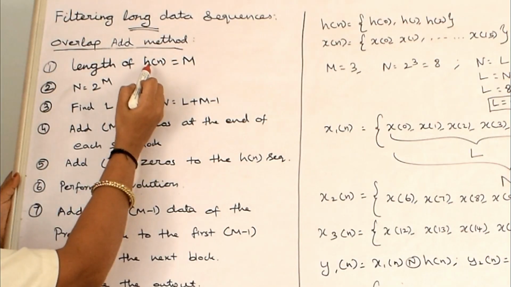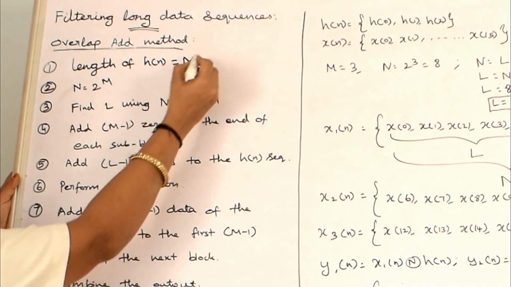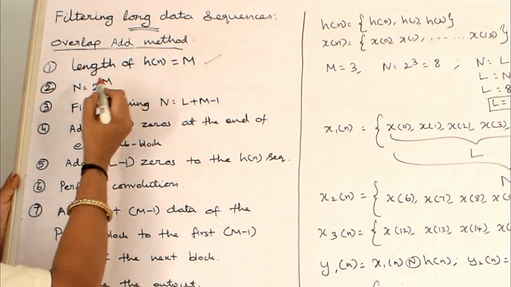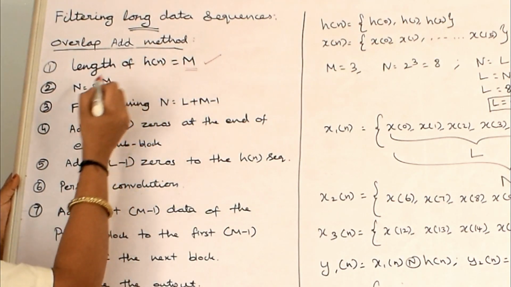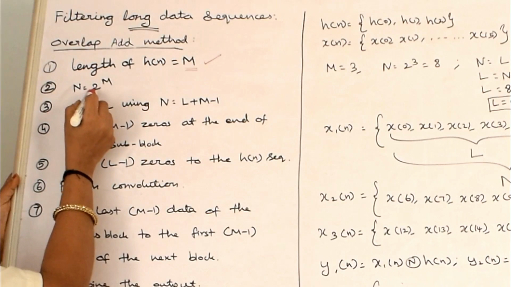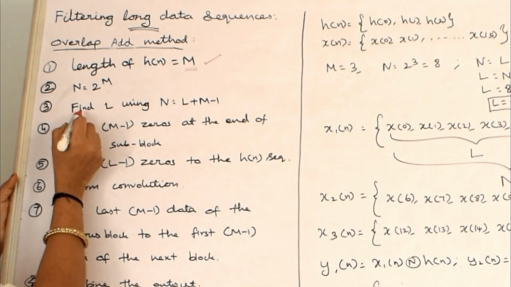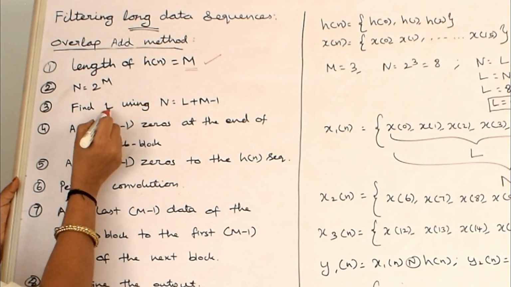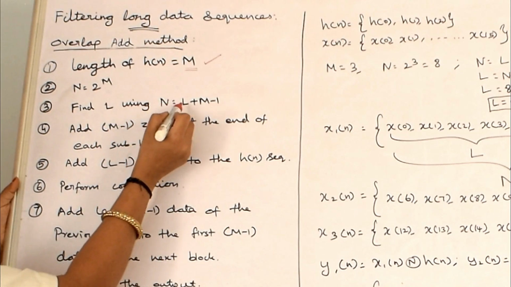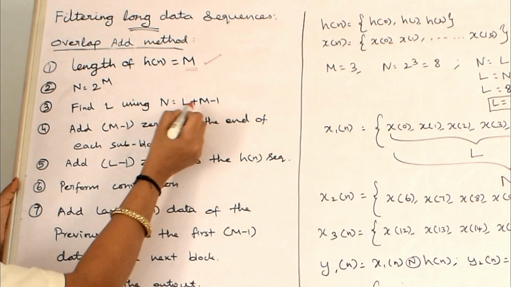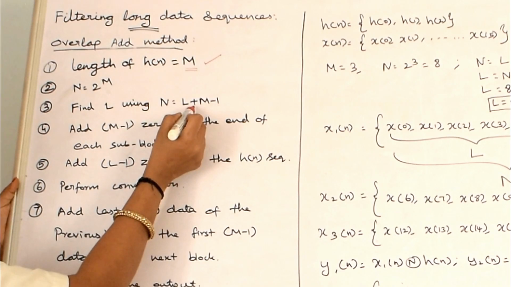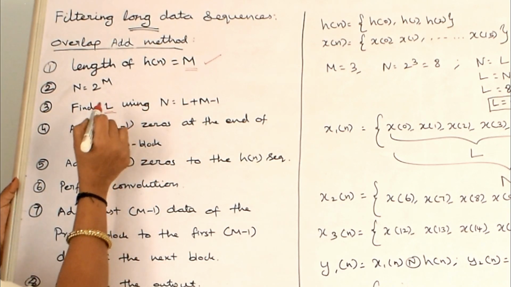First, the length of the impulse response h of n is equal to M. This will be given in your question itself. From this, you have to find out the length of each subblock, N is equal to 2 power M. And the next step, you have to find the length using N is equal to L plus M minus 1. While rearranging this expression, you are able to find out the value of L.